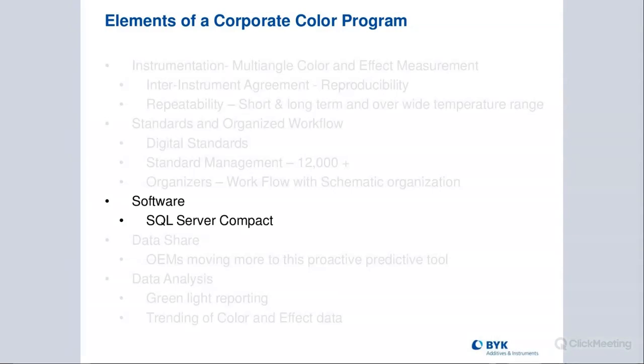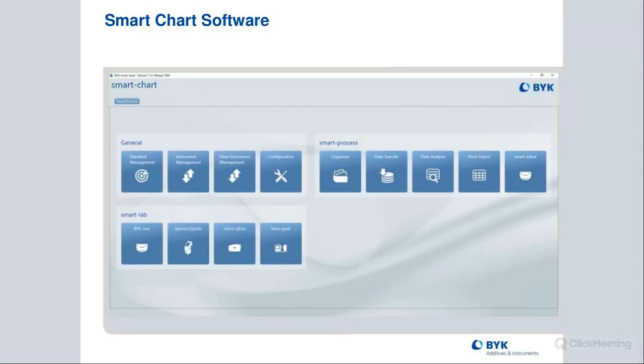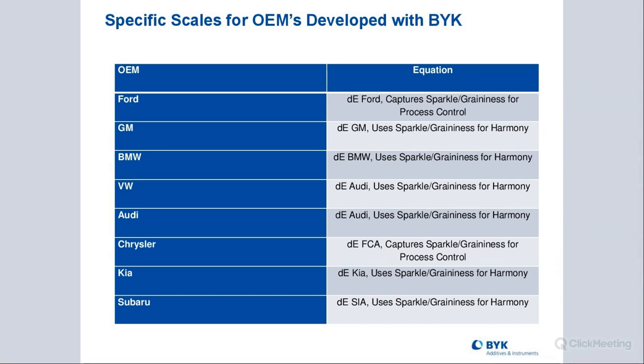Next is software. So mentioned earlier, are you using a SQL server, or the software comes with a compact server license? But if you're using SQL server, what's the health of my network, and are all the locations and all the different users using the same version of software? So that's just to review and go back and look at your software. In this case, it's Smart Chart. You always have a version up in the left-hand corner. And you want to make sure that everybody's updated on the latest and greatest, because there may be specific OEM scales that have changed or been updated throughout the year.